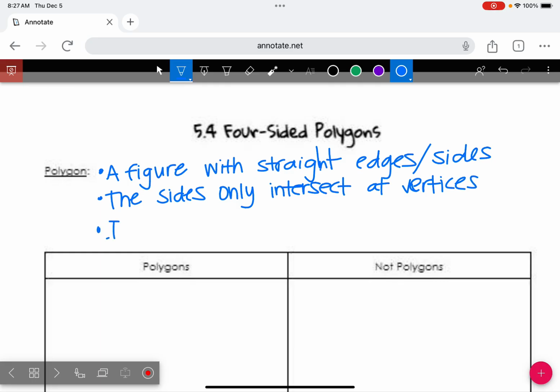A polygon is closed and coplanar. Think of your paper as a plane, P-L-A-N-E, okay? So a plane is a flat surface that can extend in all directions forever and ever. So when a polygon is coplanar, that means that it has to be on a flat surface, meaning that it would be a two-dimensional shape.